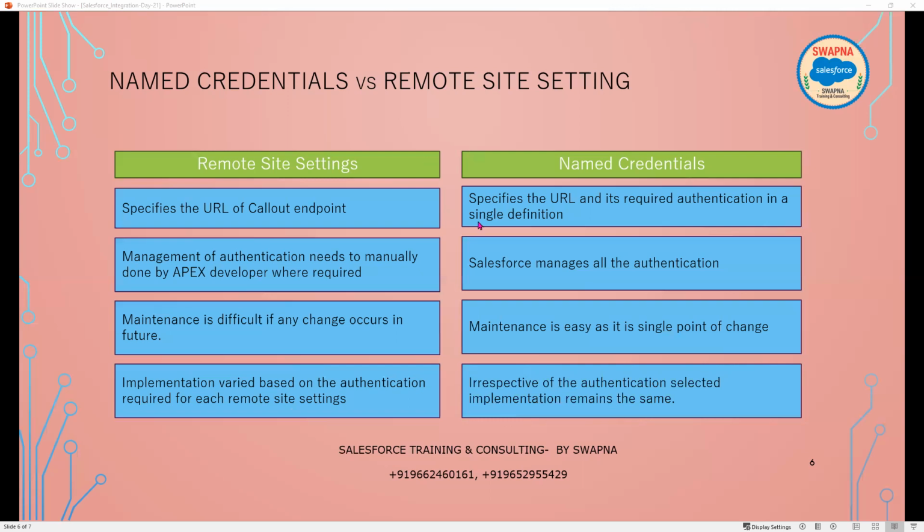Now next week we will implement one of the scenarios. You might have heard about Bitly. There is a third-party app called Bitly. By using Bitly, we will be doing the integration. There we will use the named credential, and also we will see AWS S3. So next week we will see this integration.